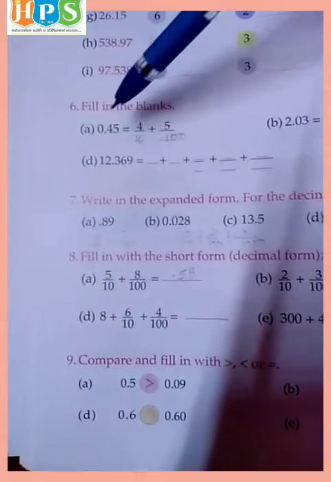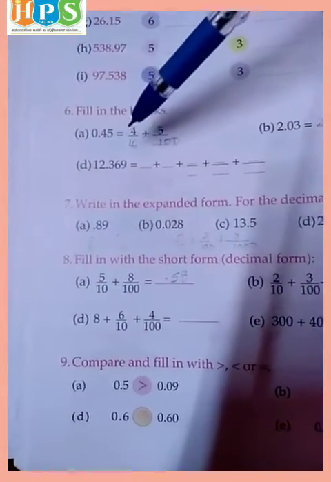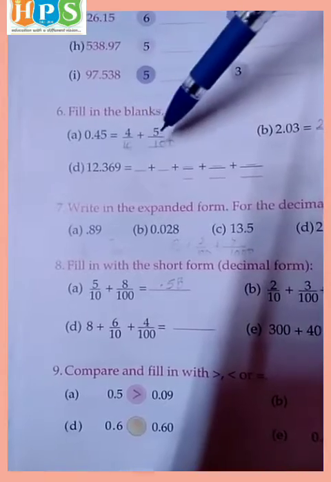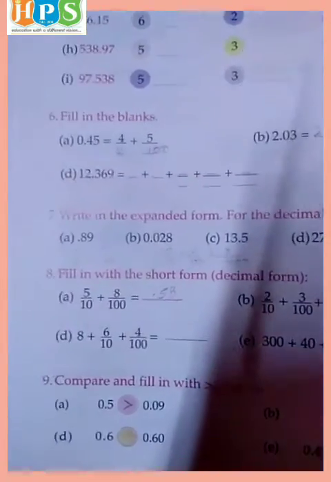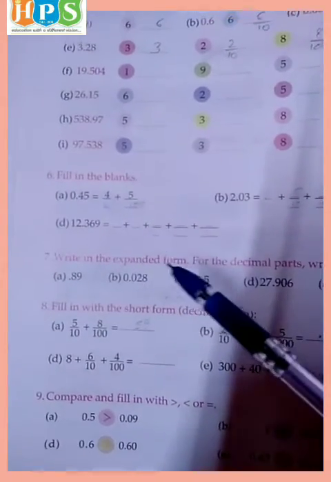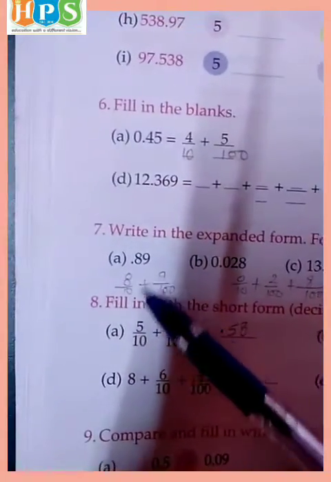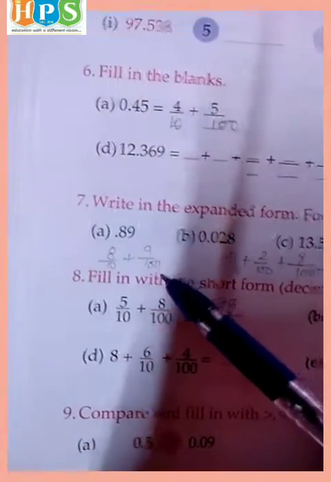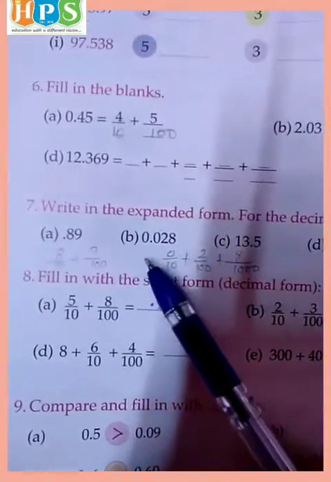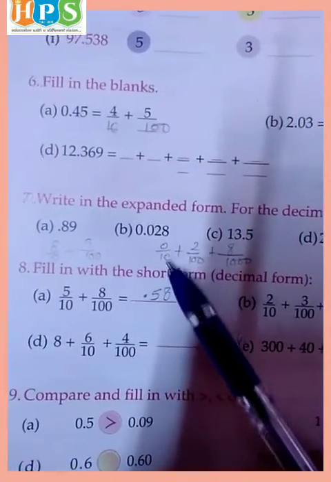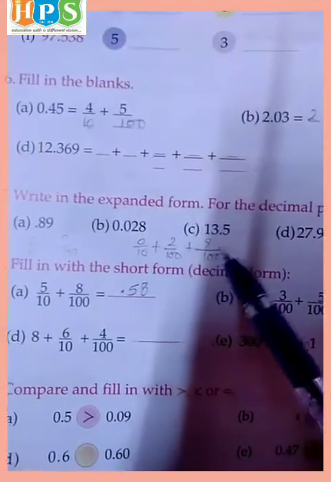Fill in the blanks. 0.45 is equal to 4 upon 10 plus 5 upon 100. Question number 7. Write in the expanded form from the decimal part. Write the value as common fraction. 0.89, 8 upon 10 plus 9 upon 100. 0.028, 0 upon 10 plus 2 upon 100 plus 8 upon 1000.